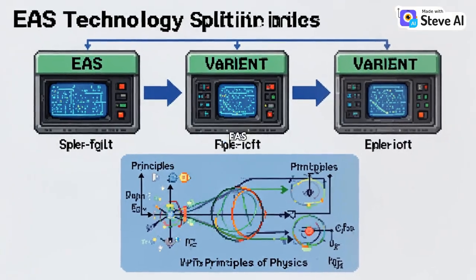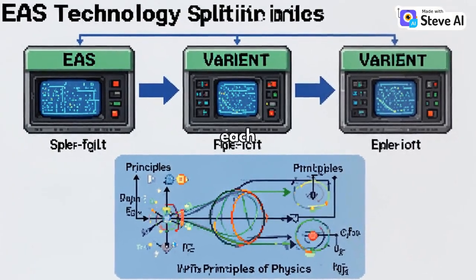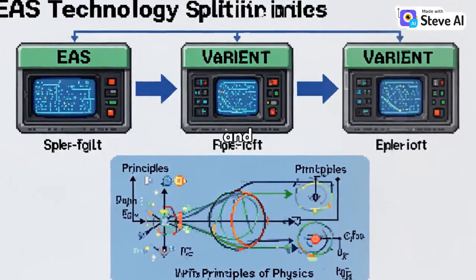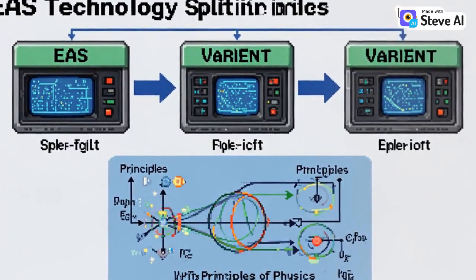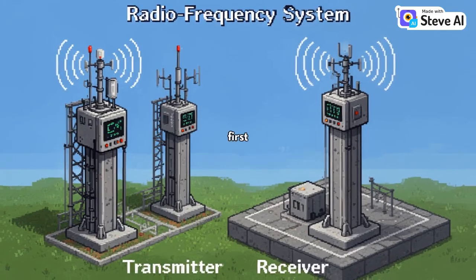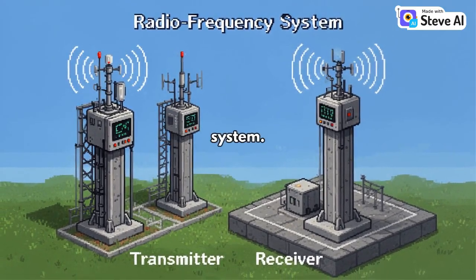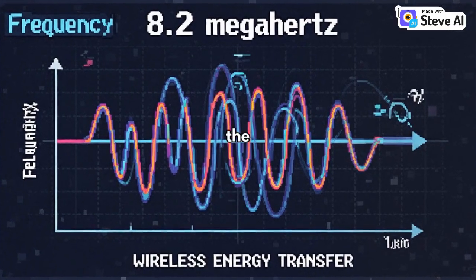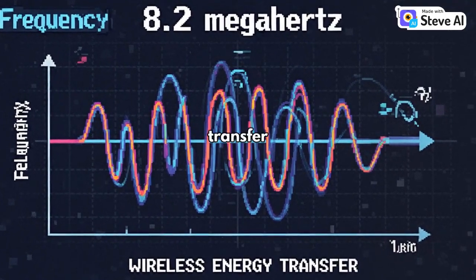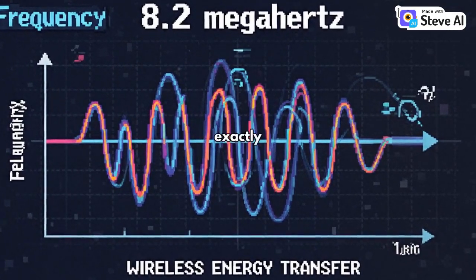As the technology matured, ES split into three major technical variants, each operating on vastly different principles of physics and frequency spectrums. The first and most common variant is the radio frequency, or RF system. RF systems operate using the fundamental principles of wireless energy transfer at a high frequency of exactly 8.2 MHz.